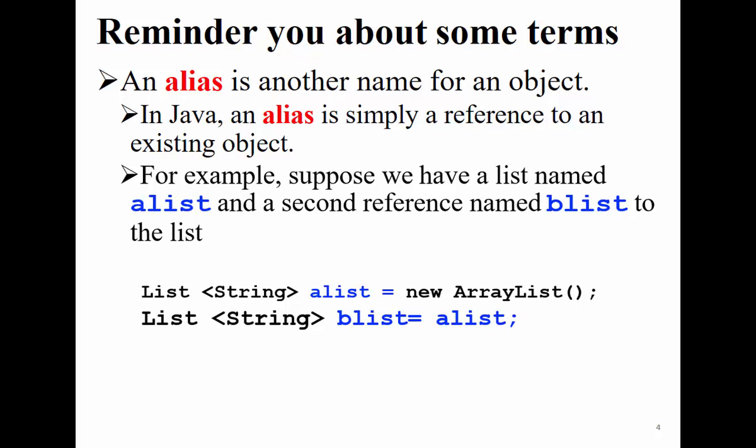This concept, we call it aliasing. Alias. Okay, aliasing. Keep that in your mind. Aliasing means you have the same object, but you give it two different names.